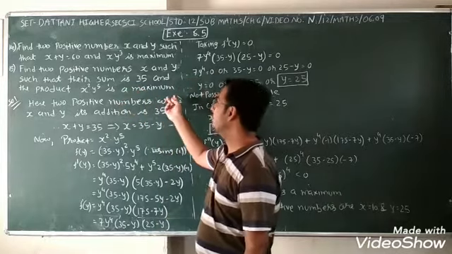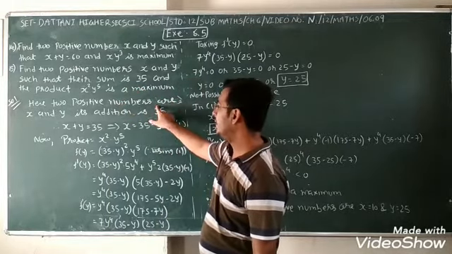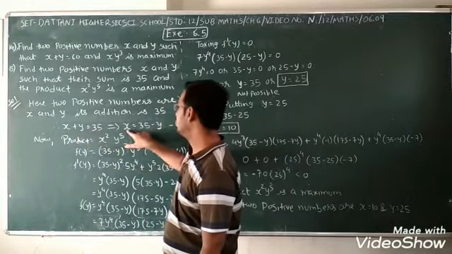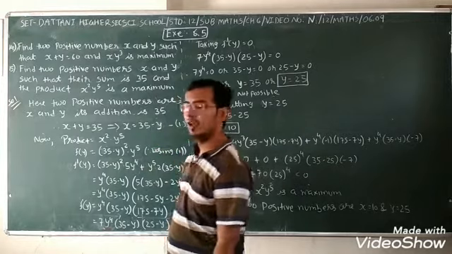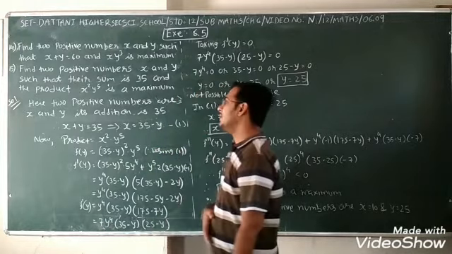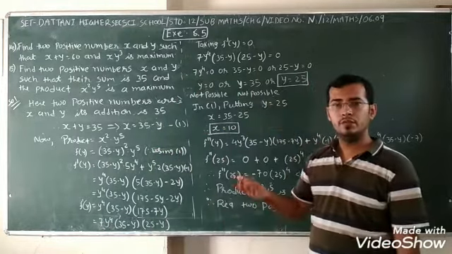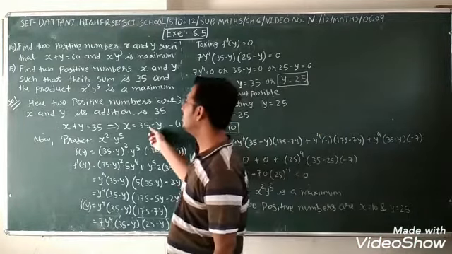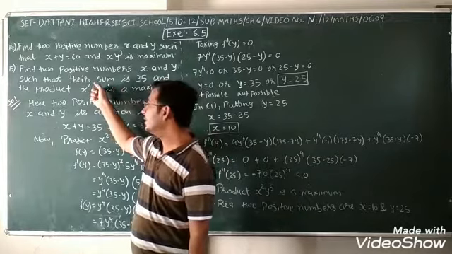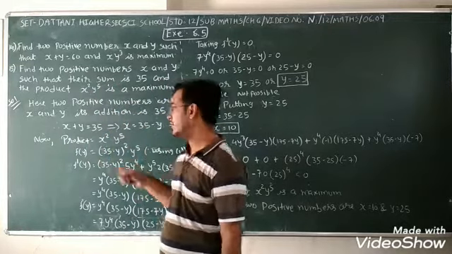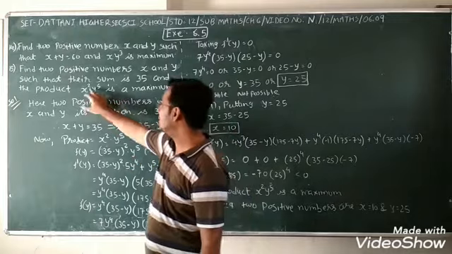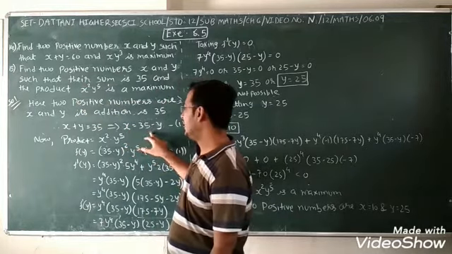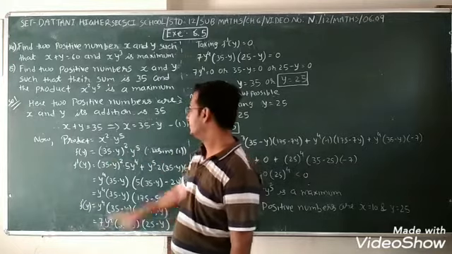So here the given two numbers are x and y and their addition is 35, so x plus y is equal to 35. So x is equal to 35 minus y. In the first sum we made y the subject in terms of x, but here x is equal to 35 minus y. Why? Because of the power here, y raised to 5. So we make the variable with the lesser power the subject, so we can easily solve it.